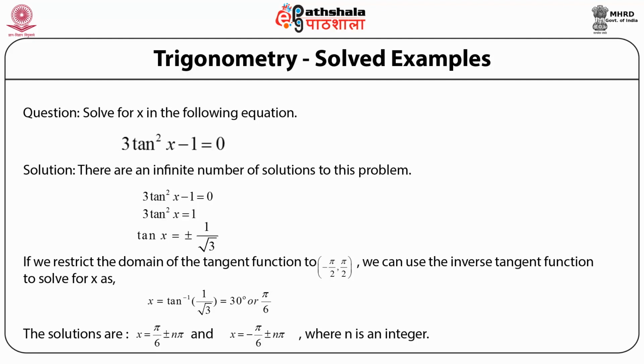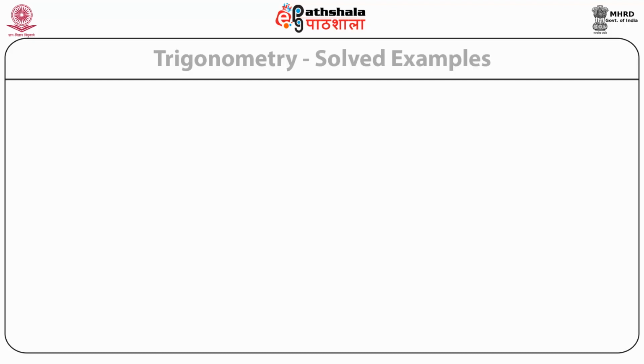Best way to write the solution is the angle x can be written as pi by 6 plus or minus n times pi, where n can be any integer 0, 1, 2, 3 up to infinity. And the second solution is x is equal to minus pi by 6 plus or minus n pi. That is also the solution for this problem.